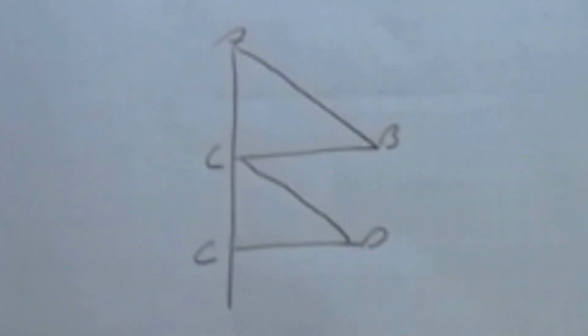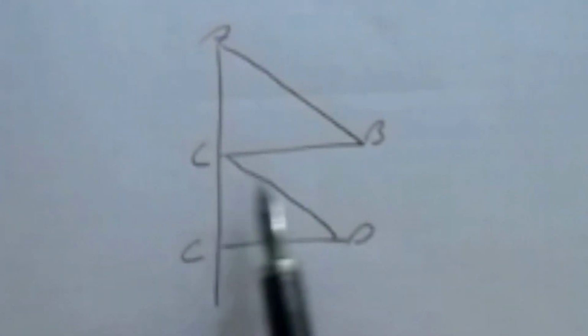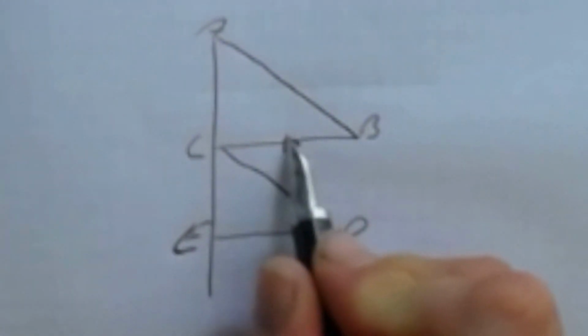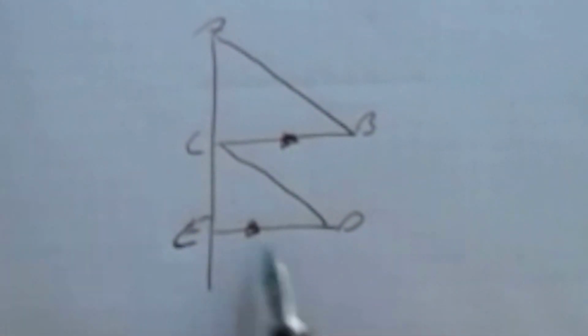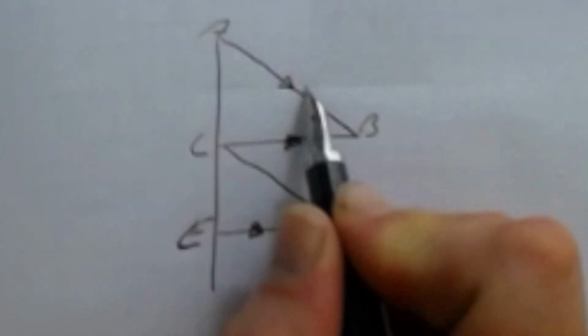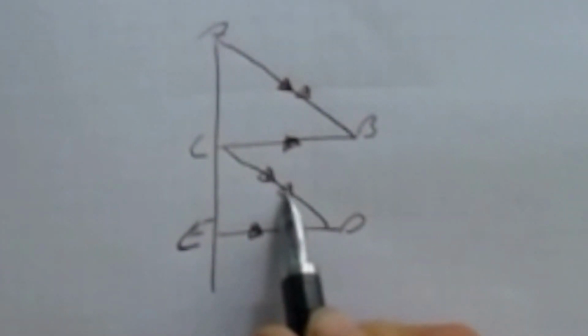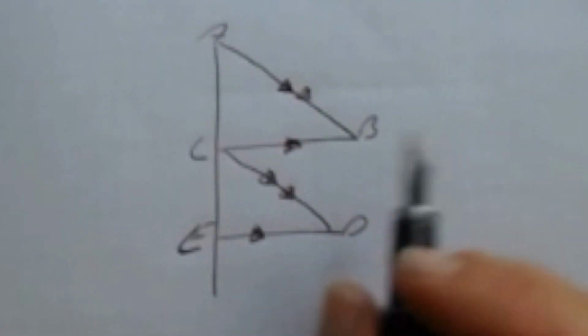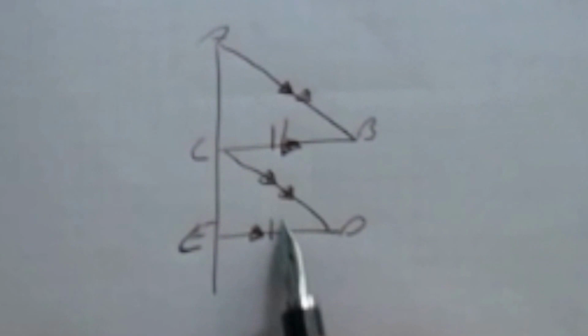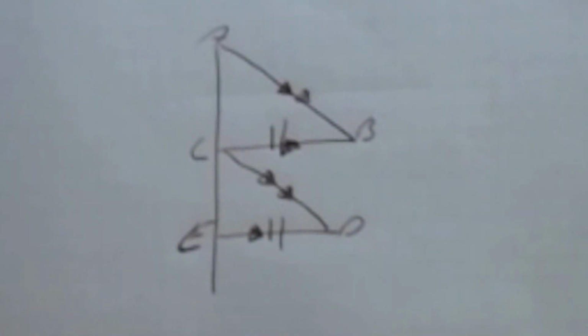This third example has a few criteria. It says that CB is parallel to ED. So I'm going to put in my parallel marks here. It says that AB is parallel to CD, and that BC is congruent to ED. So now what we want to do is be able to prove these two triangles are congruent.